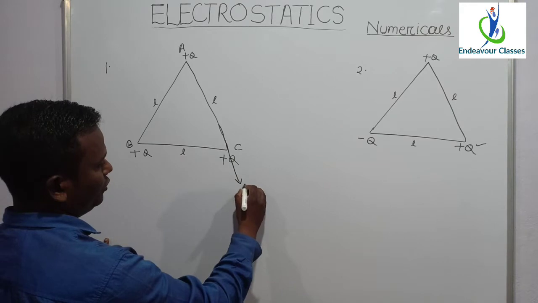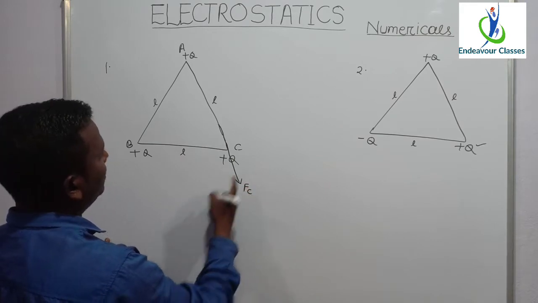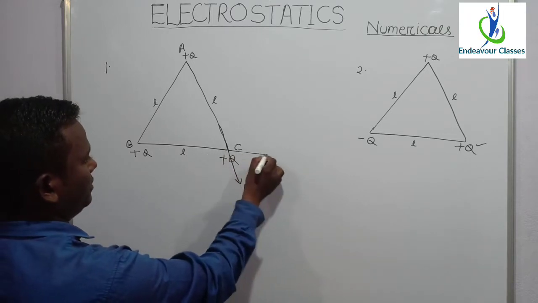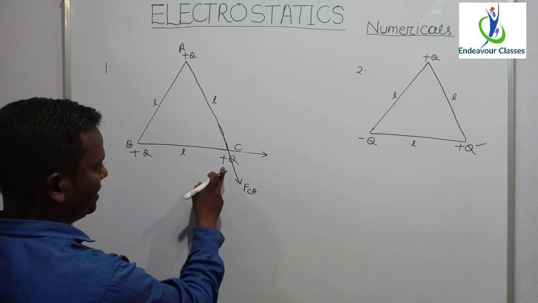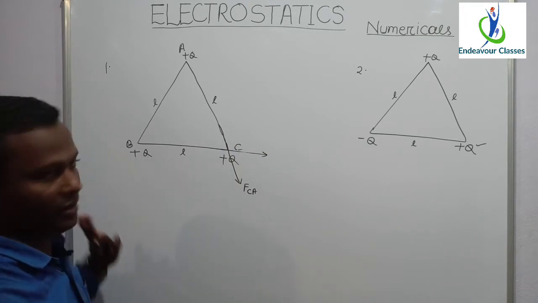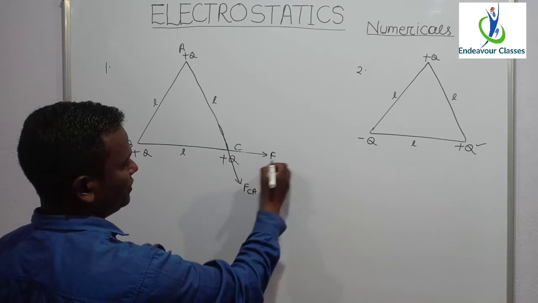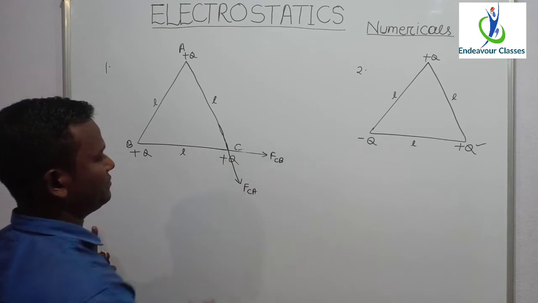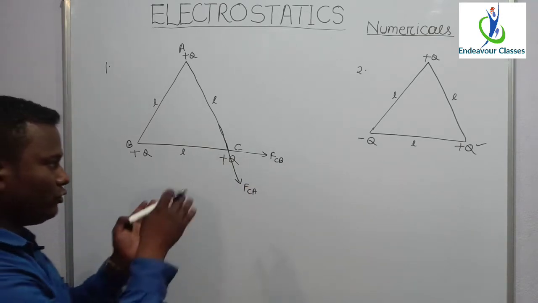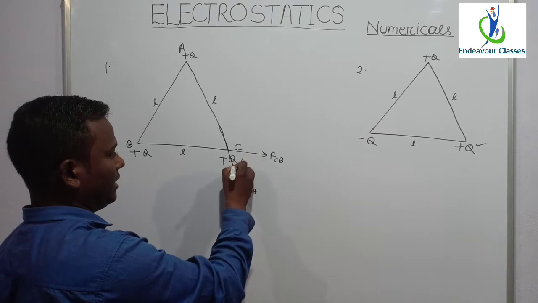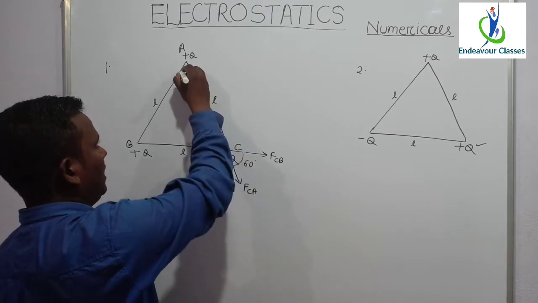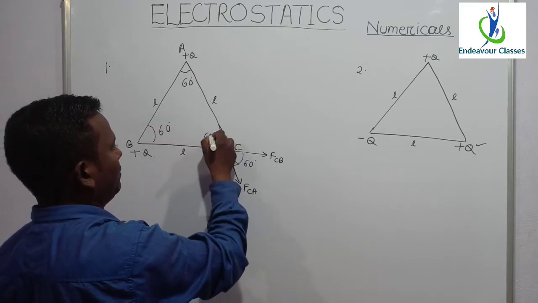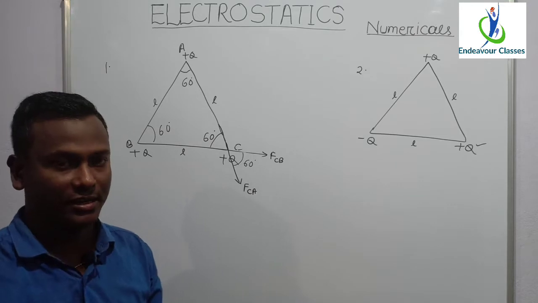So this will be the force on the charged particle located at C due to the charged particle located at A. So this is FCA, and similarly the plus Q will experience another force due to this plus Q located at B. So this will be the force on the charged particle located at C due to the charged particle located at B. So this is FCB. Now these two forces are inclined at an angle of 60 degrees, because by geometry this is an equilateral triangle, so each angle will be 60 degrees, and this angle will also be equal to 60 degrees.